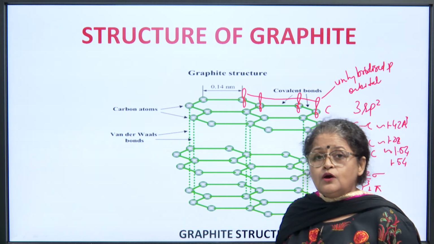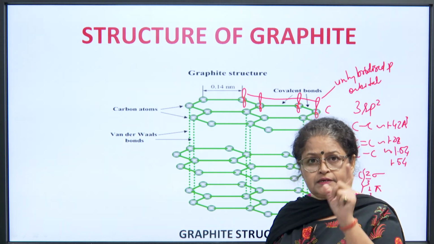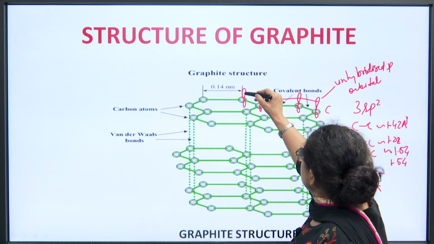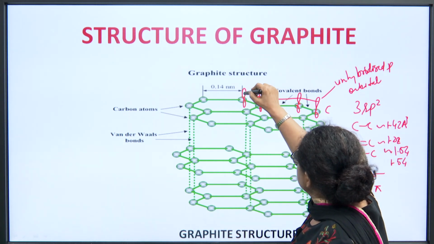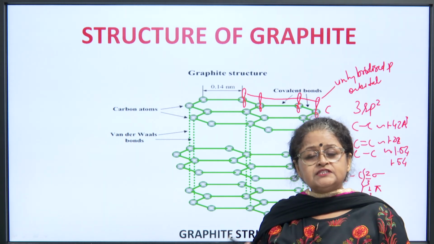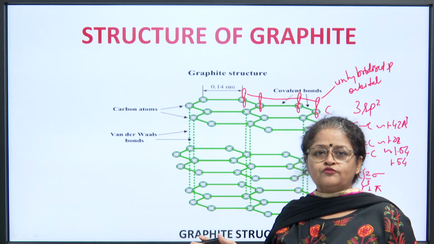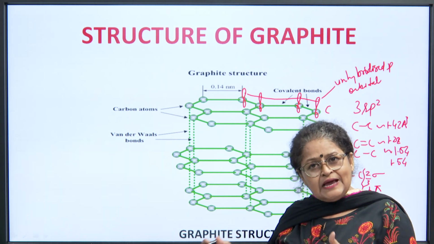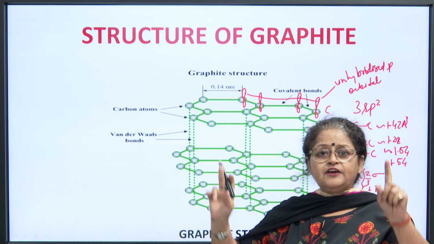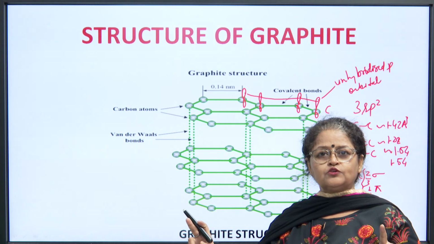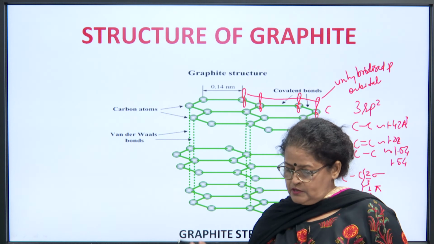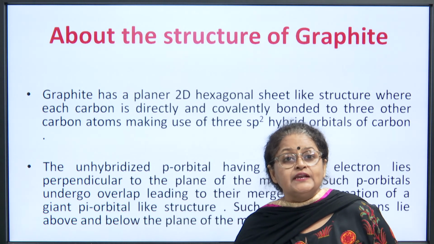Another question: why is graphite a good conductor even though it is a non-metal? Because of a lone electron in these p orbitals, this electron does not undergo bond formation, it lies as it is, and it is delocalized throughout the material. Therefore, when you apply electric current across a sheet, these electrons easily mobilize and facilitate conduction of electricity.